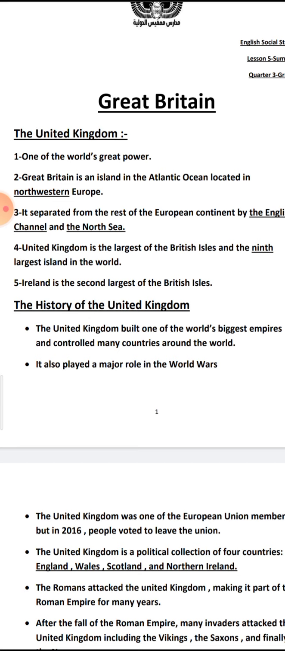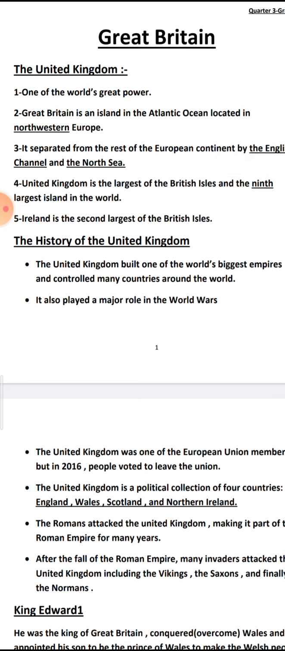Northwestern Europe. So, where is Great Britain? Great Britain is in the Atlantic Ocean and located in northwestern Europe. This is the location of Great Britain.